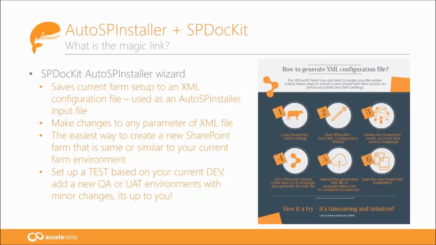So we were thinking, what's the best way for us to provision farms based on documentation that you already have? Maybe we can build our own tool that can provision farms, but then we realized that we already have the ultimate tool for farm provisioning, and that's AutoSPInstaller. So we decided to provide you with a tool that can help you generate the input XML file for the AutoSPInstaller. So you just go to our tool, you generate the XML file based on your existing farm, and then you can provision a new farm based on that farm.